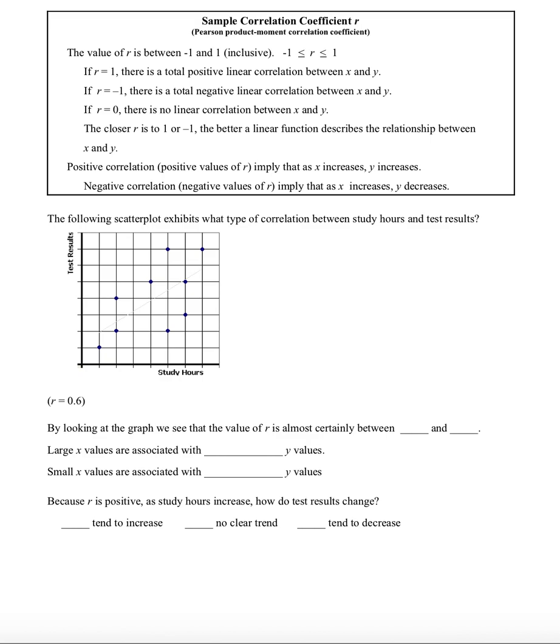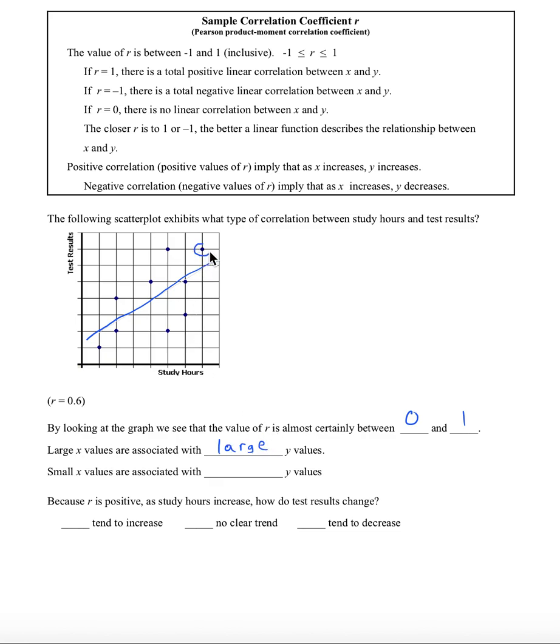Check out the following scatter plot, which relates test scores and study hours. The R correlation coefficient is already calculated. It's 0.6. Just by looking at the scatter plot graph, we can tell that the value of R is most certainly between 0 and 1. How do I know this? Because the trend is an upward trend. We see that large x values are associated with large y values.